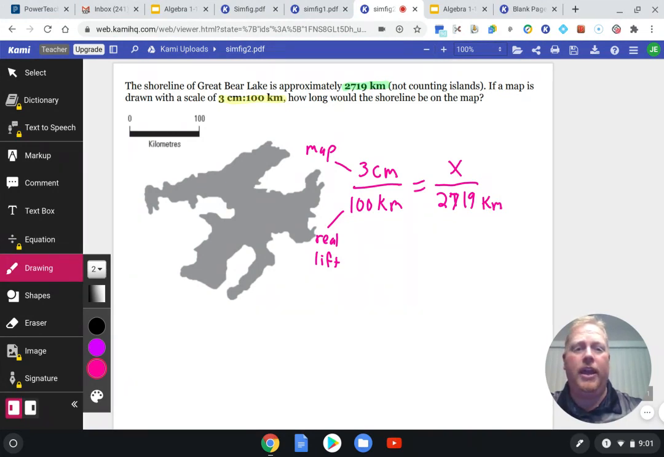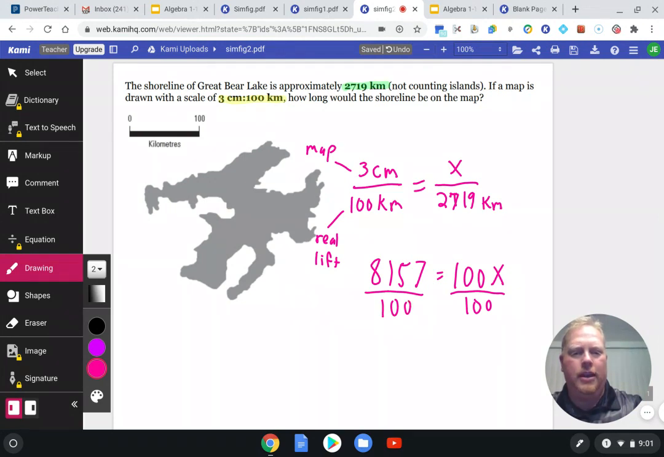So let's go ahead and solve this. So if I do 3 times 2,719, get out my handy dandy calculator. 3 times 2,719. I get 8,157 equals 100x. Divide by 100 on both sides. And I get 81.57 equals x.